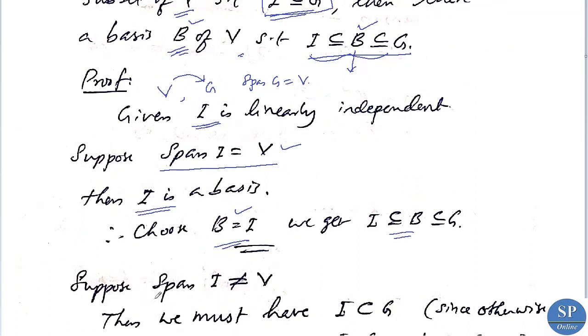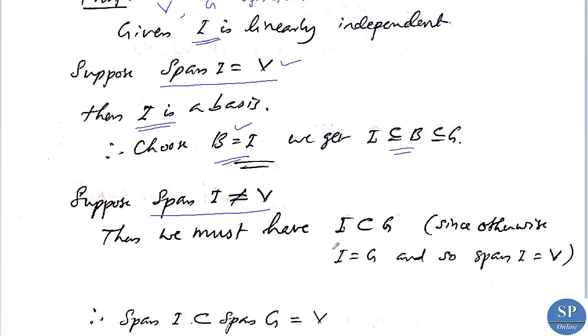Now suppose that span of I is not equal to V, that is, V cannot be generated by I. Then we must have I a proper subset of G, otherwise I equals G, and so span of I equals V. Because if I equals G, then span of I is equal to span of G, but span of G is equal to V, therefore span of I is equal to V. So since span of I is not equal to V, we must have I not equal to G, so I is a proper subset of G.